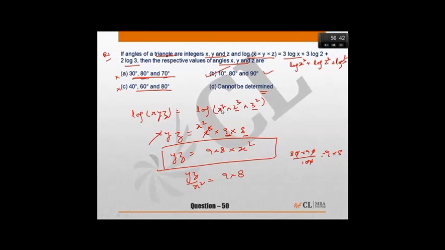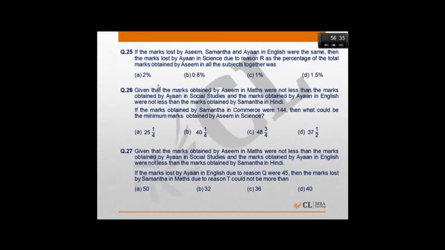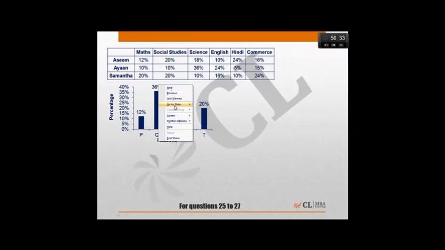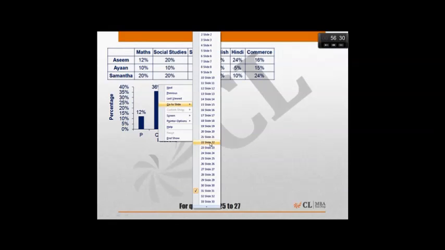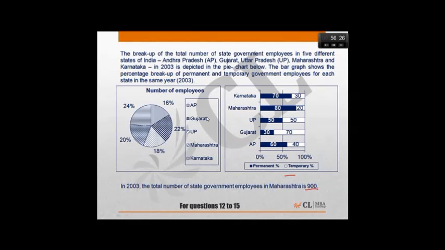The first DI set was questions 12 to 15, the simple one. So let me look at that one first. Okay, let me read the data and then we'll do this. State government employees in 5 different states of India: Andhra Pradesh, Gujarat, Uttar Pradesh, Maharashtra and Karnataka in 2003 are depicted in the chart below. The chart shows the percentage breakup of permanent and temporary government employees for each state for the year 2003.